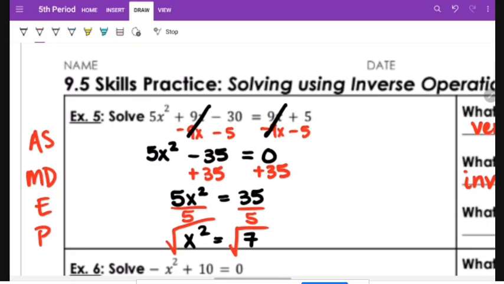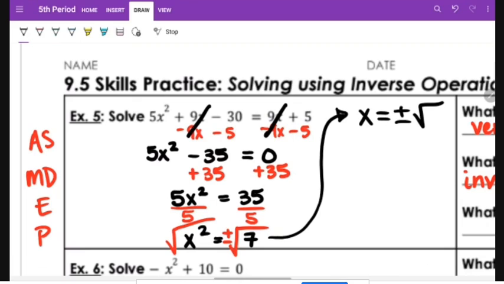And what's that weird thing that happens when you square root both sides? Plus or minus. Very good. So hopefully that's becoming more natural now. You're just building it in as a habit. Every time you take the square root, you get the plus or minus. So we end up with x equals plus or minus square root of 7.